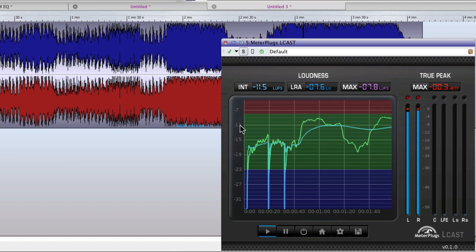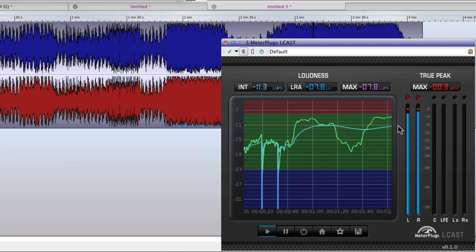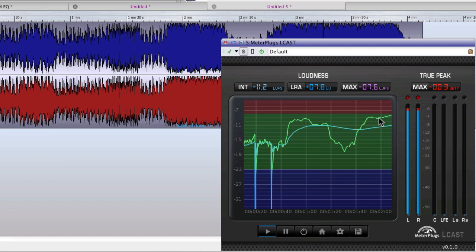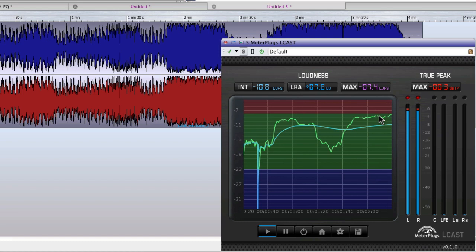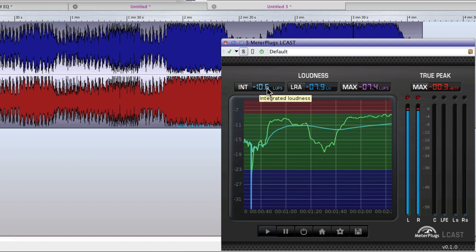Happy to see that that's going to come out somewhere around the minus 11 mark. This is a pretty loud song, but it has some quiet passages in it. If it sustained this much higher level, I mean, the short-term loudness here is up at minus 9, pushing minus 8. If it had stayed at that level throughout, then the integrated value would be higher as well. And in fact, it's gradually creeping up as the loud ending of the song plays out.